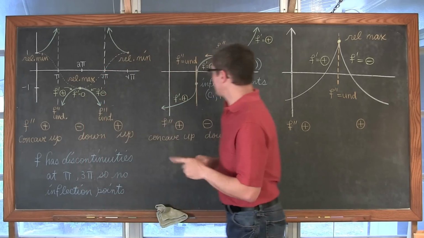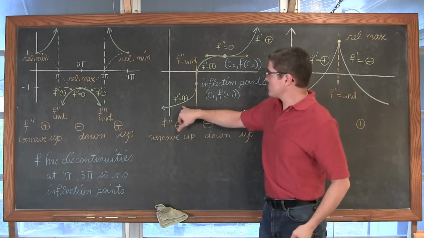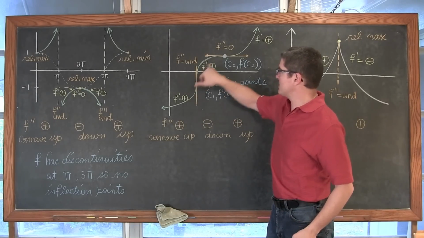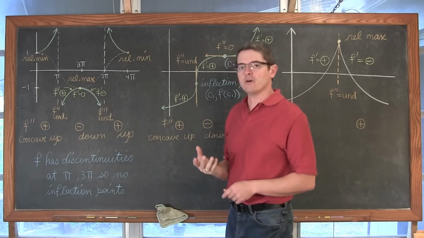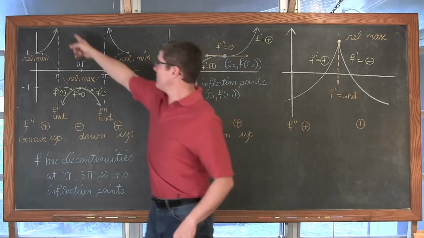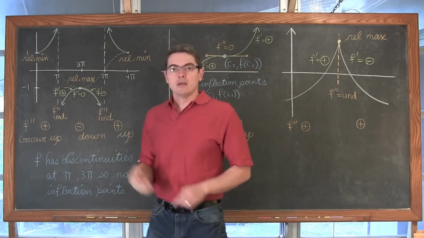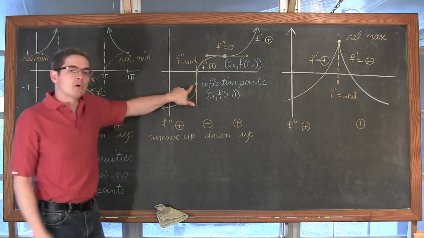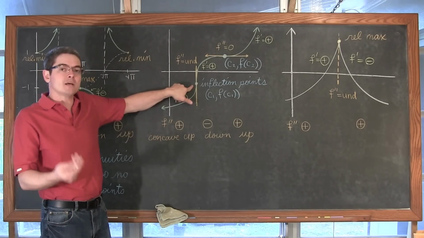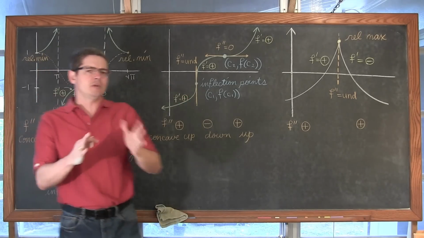And actually that's what I was thinking of. This function here goes from concave up to concave down and back to concave up. You wouldn't want to try and identify an inflection point where the function is undefined. And a function can be continuous where the first and or second derivative is undefined. So you do need to check all three things.